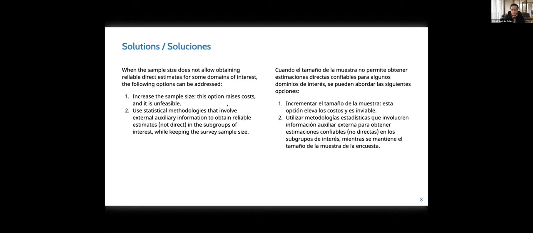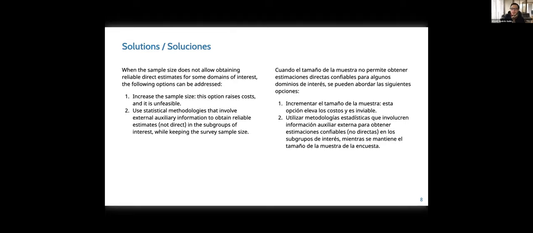Of course, the main source will be the household survey, but you can also include external auxiliary information that may come from censuses or administrative records or satellite images. Together, surveys and external data will help to define a proper statistical system that will be called small area estimation.